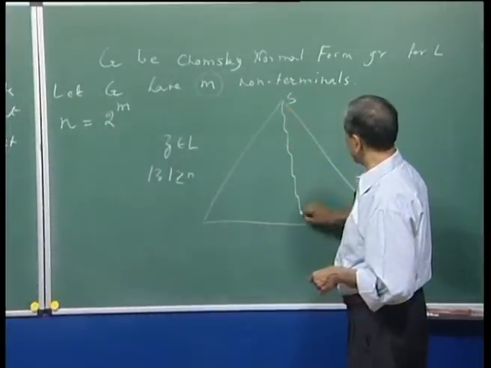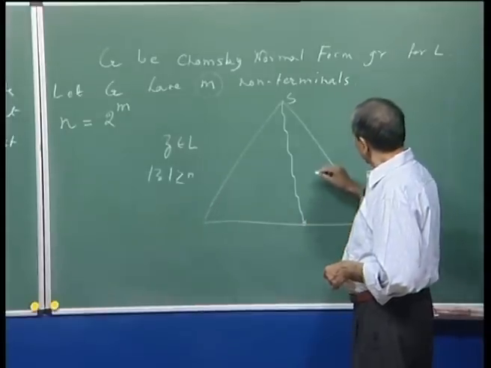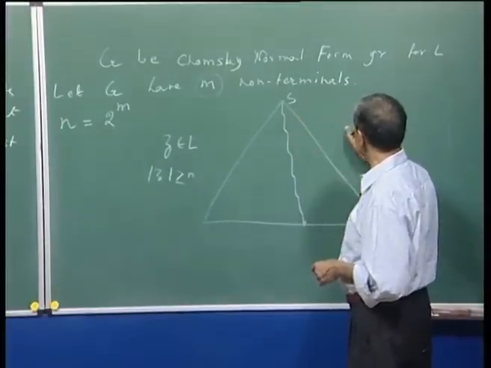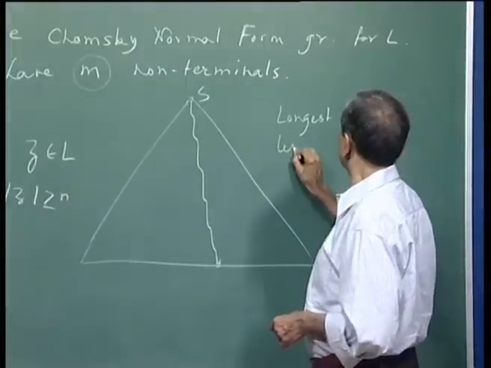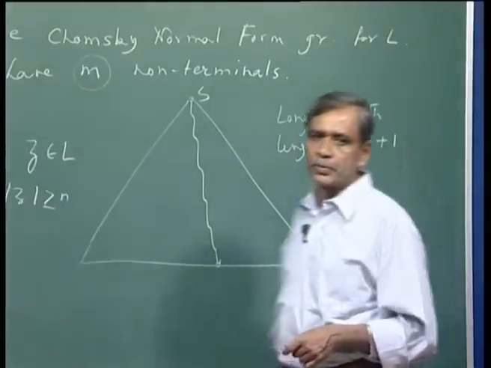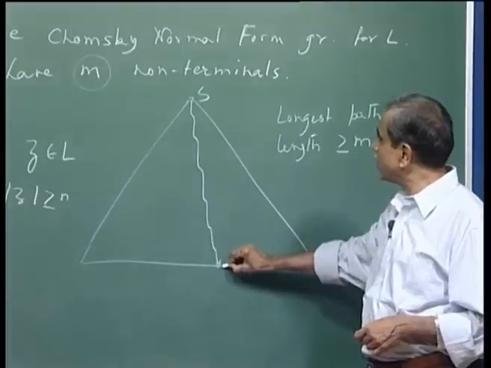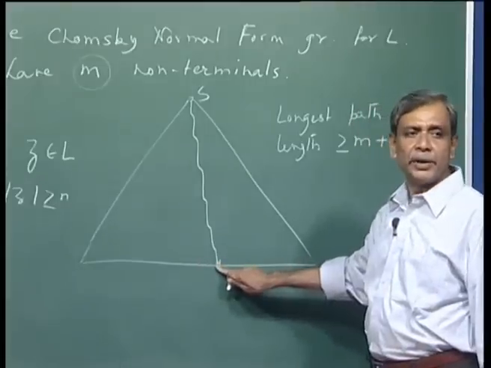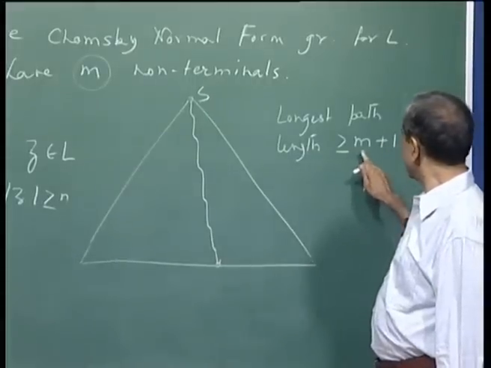Then we said, look at the longest path in this derivation tree. Now, we proved a small fact which showed that this longest path has length at least m plus 1. So once I have the longest path in the tree starting from the root node, which is the start symbol S, and going to a leaf node which is labeled with a terminal, we know that this path has length at least m plus 1.